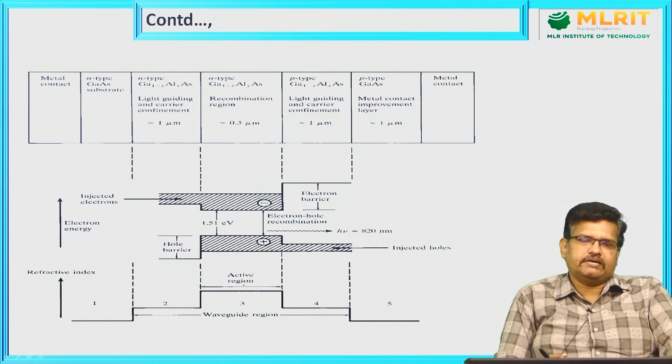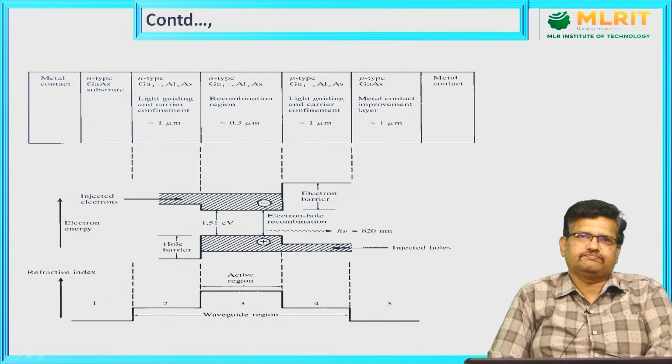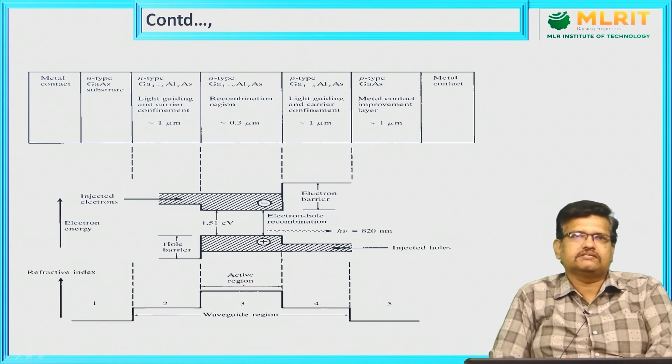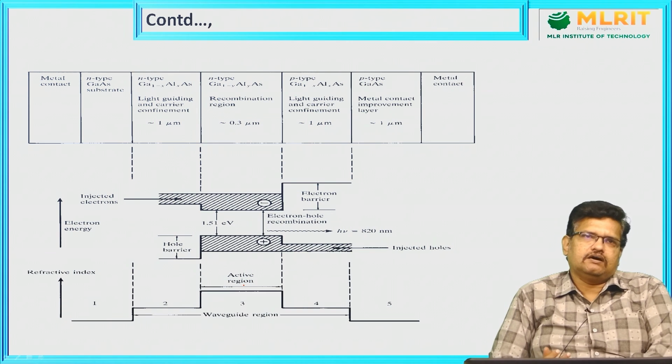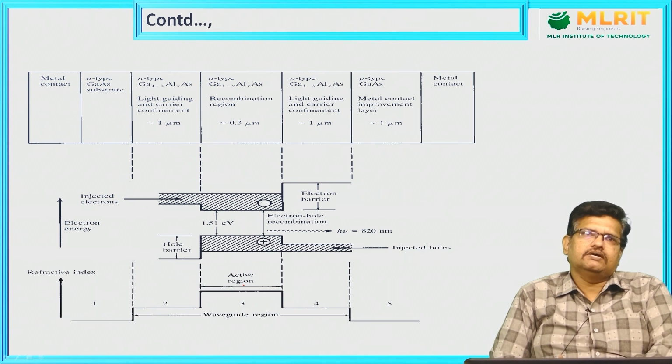This is one of the important concepts in the optical fiber communication system. Generally LED and laser are the two major sources. LED is used for short distance communication, laser for long distance communication. Thank you.